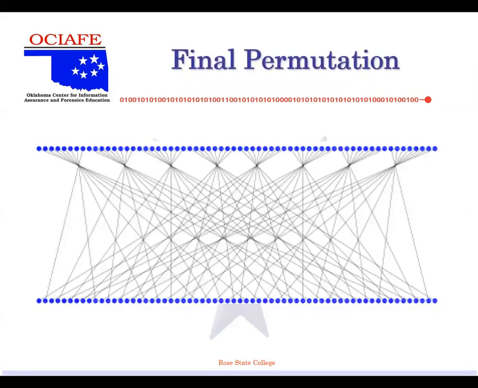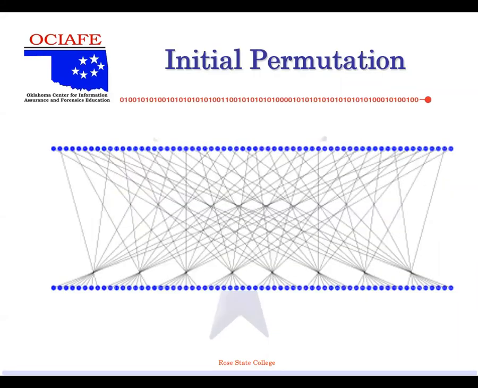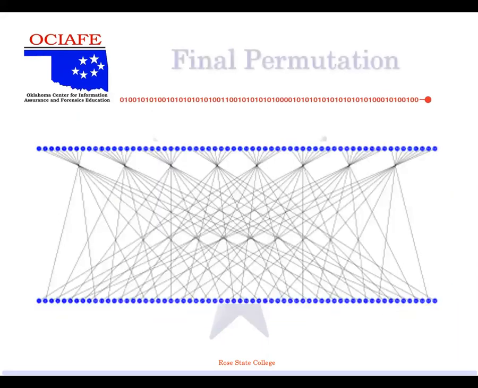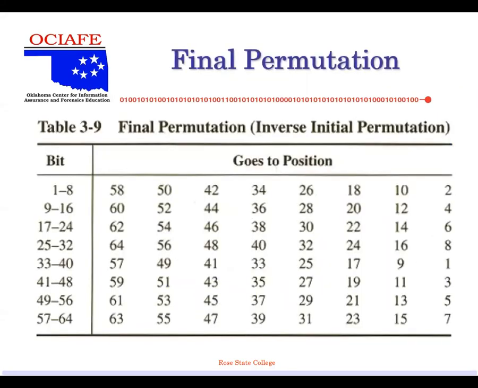All right, the final permutation. Again, let's go look at this picture. There's the initial. There's the final. Same thing upside down. So remember, bit 1 went to 40. Remember that? So look for bit 40. Where does that go? To bit 1. It's literally undoing what we did. So it takes it, mixes it all up, we do all our stuff, and then it unmixes it all. Why? I don't know. It just does. It's one of those things you just do. Okay?